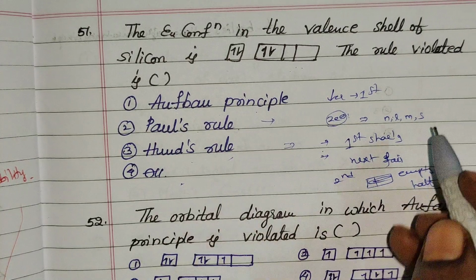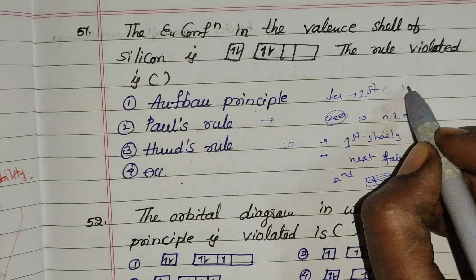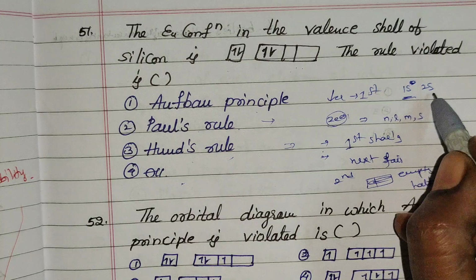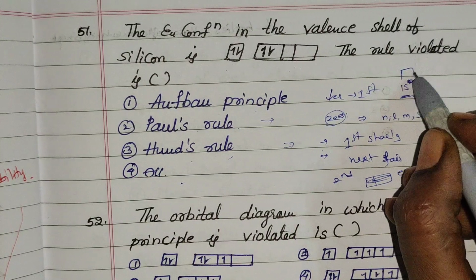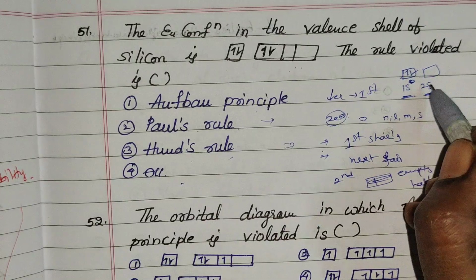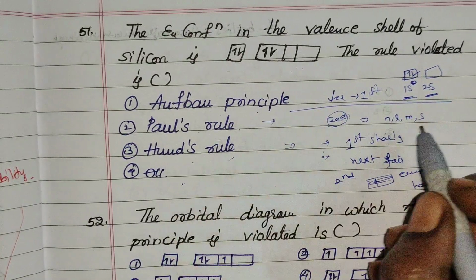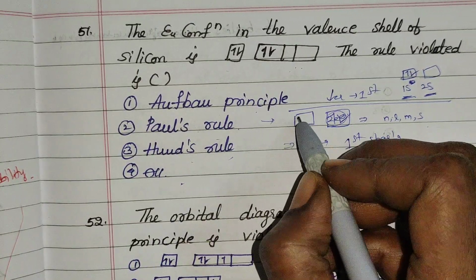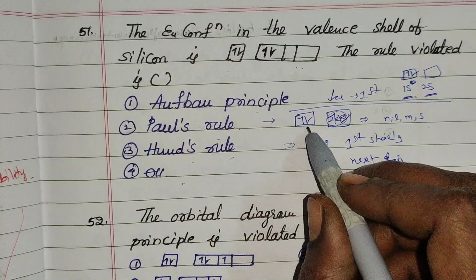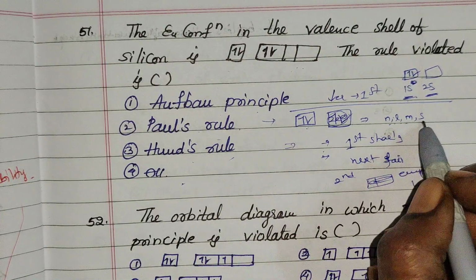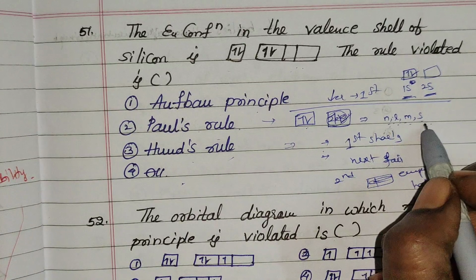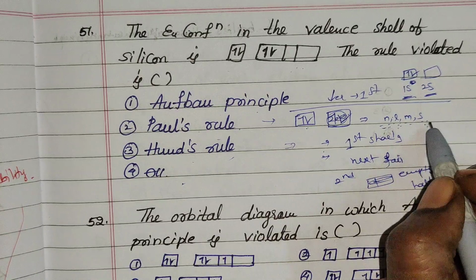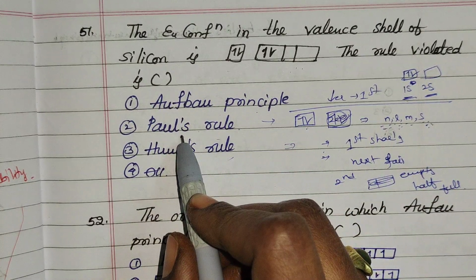Listen now. For example, here 1s2 is there, both electrons are there. The 1s orbital is the lower energy orbital, the 2s orbital is the higher energy orbital. First the 1s orbital is filled, later the 2s orbital is filled. That is the Aufbau rule. Next, Pauli's rule: one orbital must be filled with only 2 electrons. These 2 electrons are not equal for the 4 quantum numbers n, l, m, s. Any 2 may be the same, but all 4 are not equal. That is Pauli's rule.